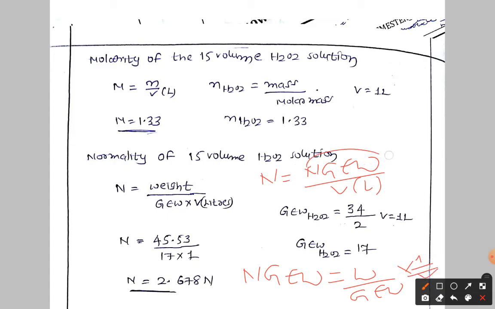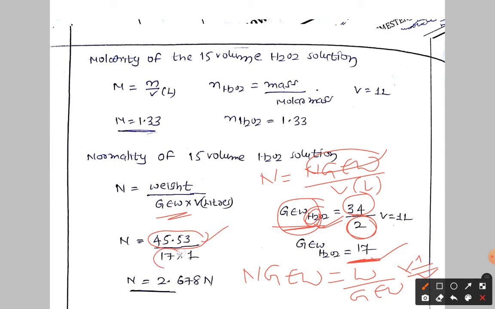Now, the gram equivalent weight of hydrogen peroxide, how are you going to calculate? Molecular mass divided by the basicity. For hydrogen peroxide you have to take the basicity. Why? Because H2O2 is going to replace 2 hydrogen atoms. So how much are you getting? The gram equivalent weight of hydrogen peroxide is 17. The weight we already have is 45.53, gram equivalent weight is 17, and the volume is 1 liter, because we are taking 1 liter of hydrogen peroxide.